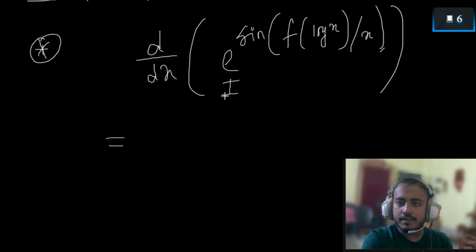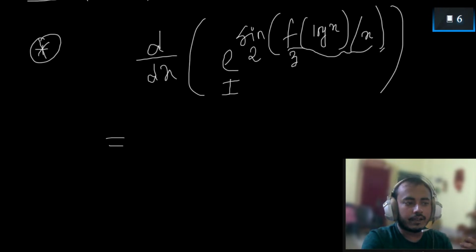F dash of log x into 1 by x. There's a mistake in my text. Anyway, so e is the first function. Sine is the second function here, right? Then f is the third function here. And inside f, you have another function, so we would call it later on. Anyway, this f of log x by x is the third function, this whole thing. It's a division. And inside f, you have another thing, let's call it the fourth one. Correct? Okay.